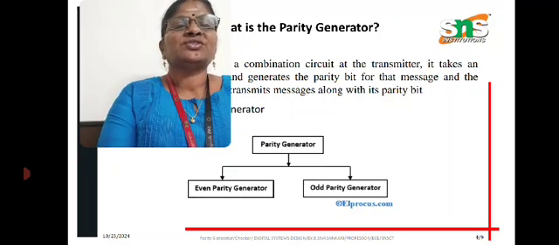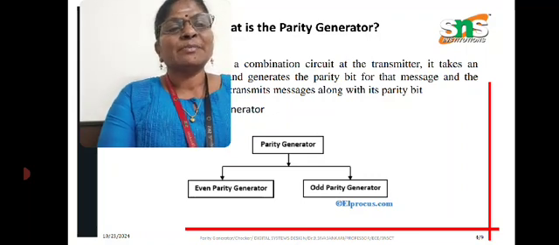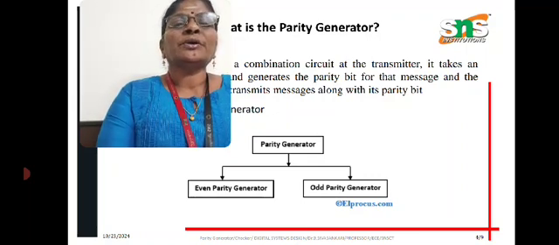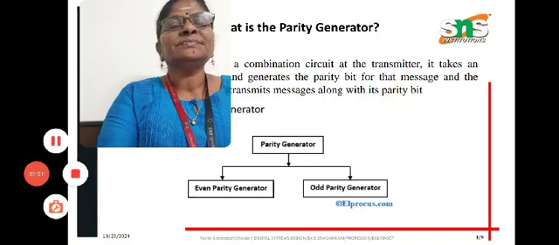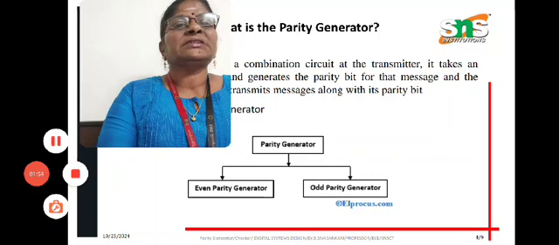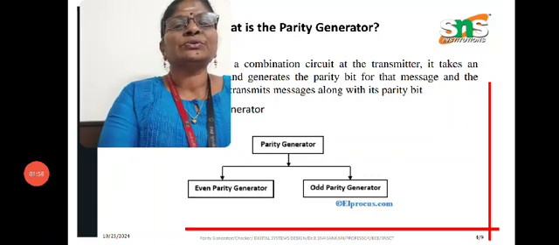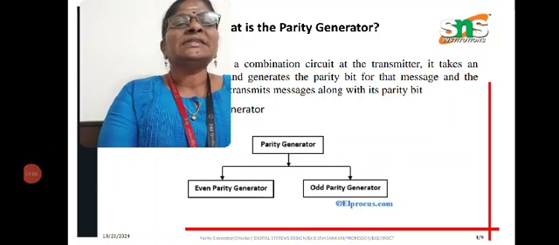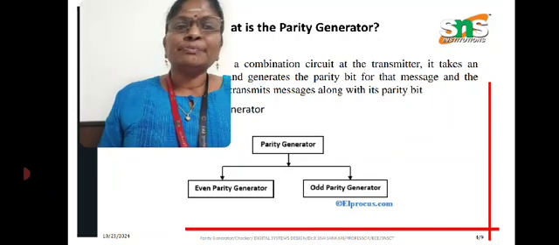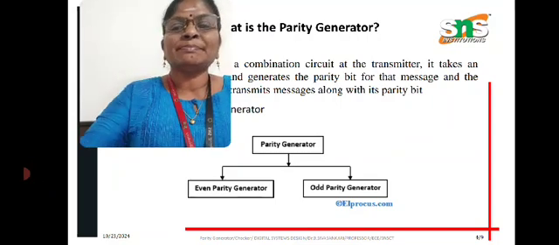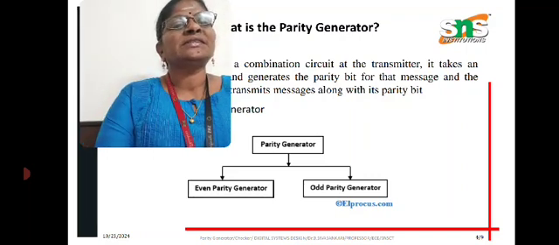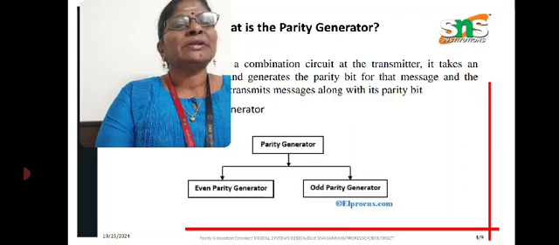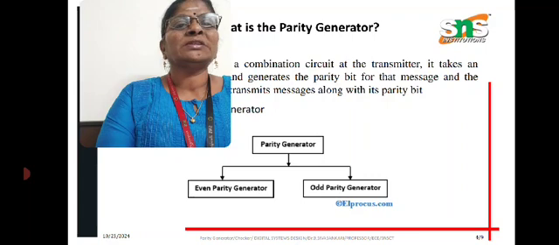What is a parity generator? So far we discussed the parity bit. Now we are going to discuss the parity generator. The parity generator is a combinational circuit at the transmitter. It takes a message and generates the parity bit for that particular message, and the message is transmitted along with its parity bit.